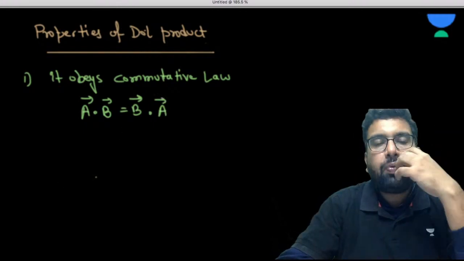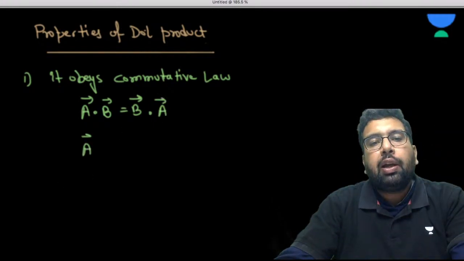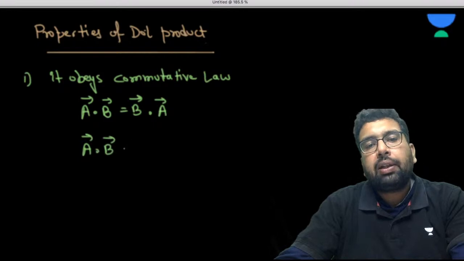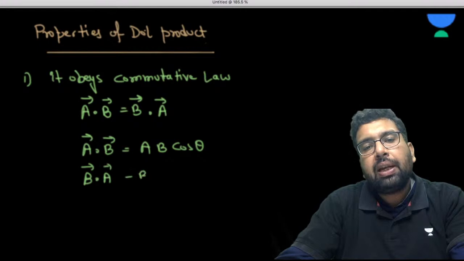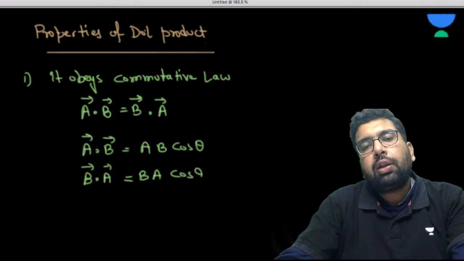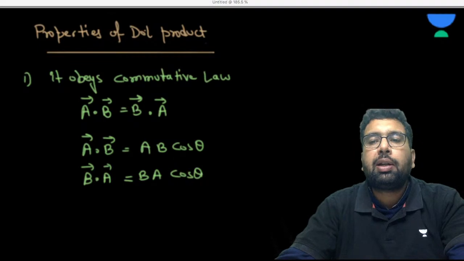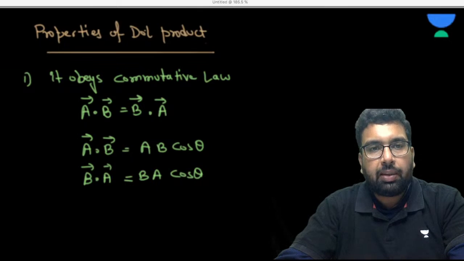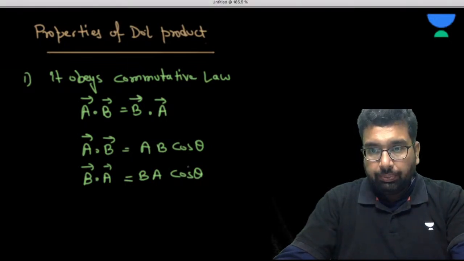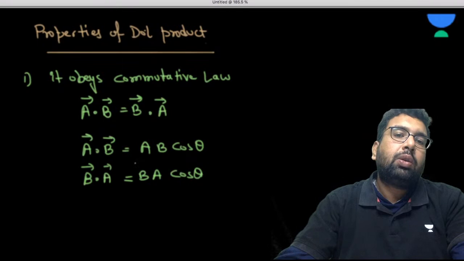Sir, how come? Obviously, A dot B is AB cos theta, where AB refers to the magnitudes. When you write B dot A, it will be BA cos theta. These A, B, cos theta are constants, so three constants are multiplied with each other. No matter in what order they are multiplied, you get the same answer. So the dot product is commutative.